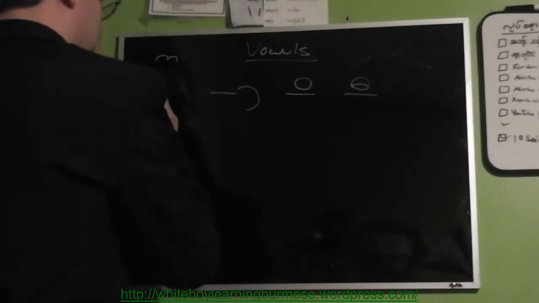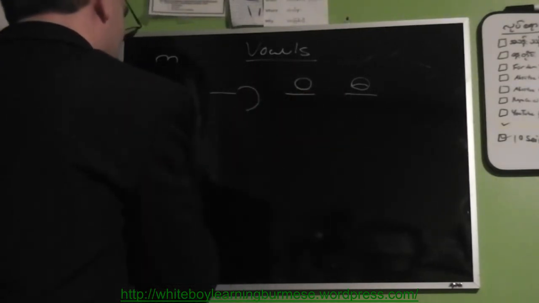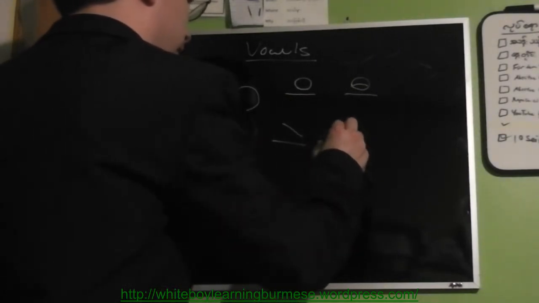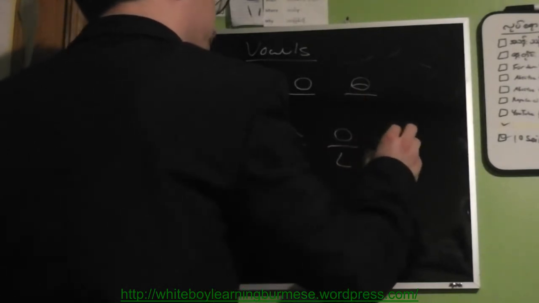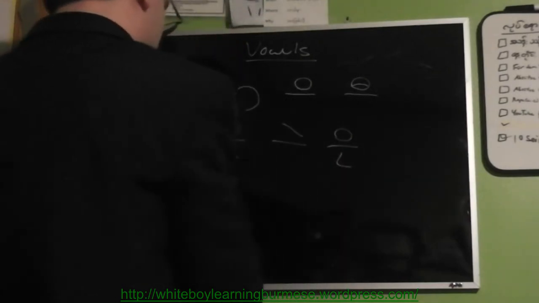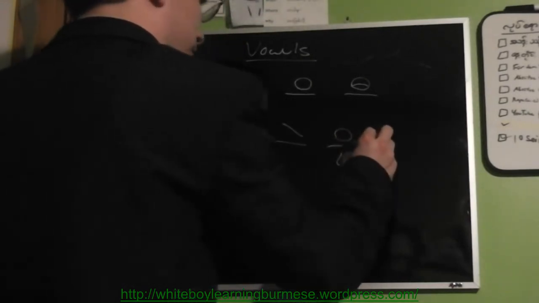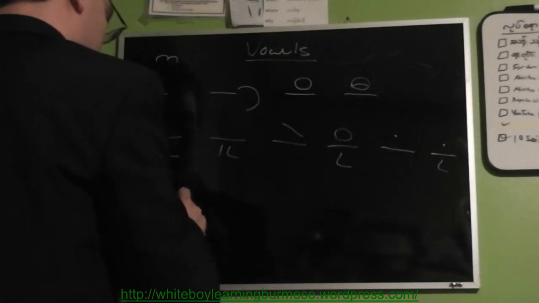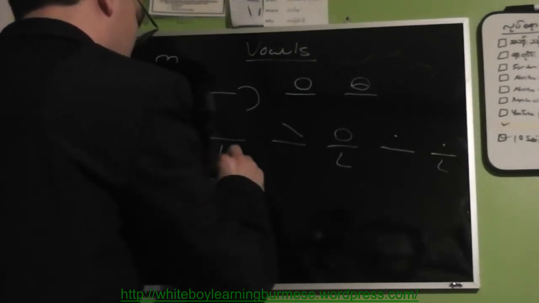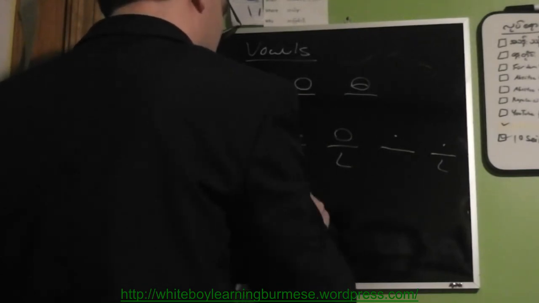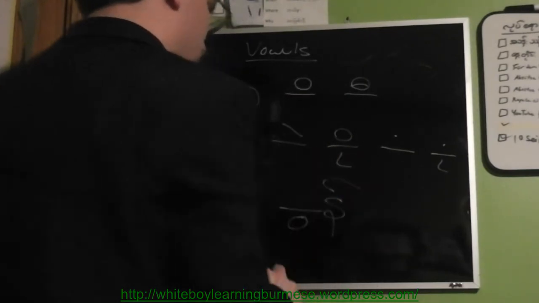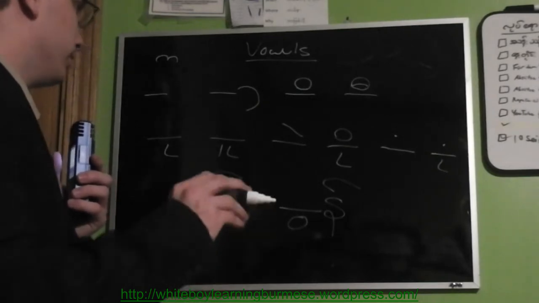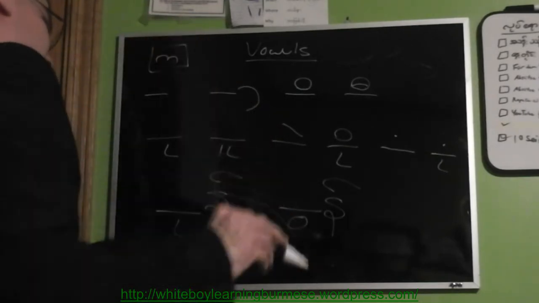So, e, U A O, and then two special ones. No, actually, there's more. M O O Own. So let's take these all and apply it to gaji.